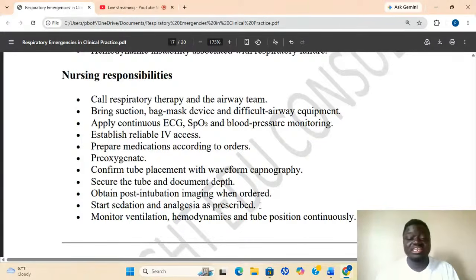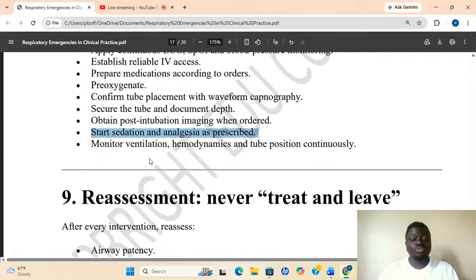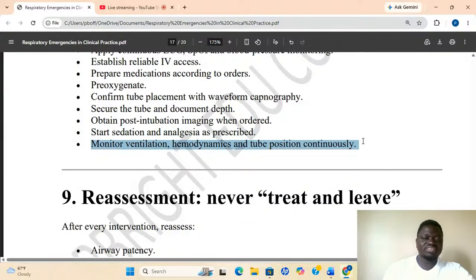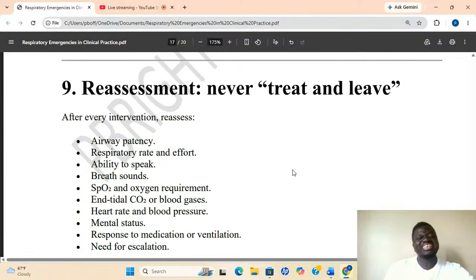Those who will be working in ICU, this patient is going straight to ICU. No other department in the hospital. You monitor your ventilation, hemodynamics, and tube positioning continuously after everything. Okay. Never treat a respiratory emergency case and leave the patient.